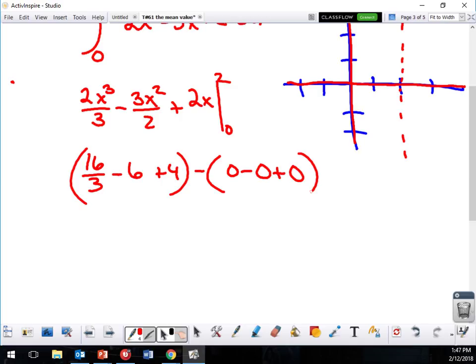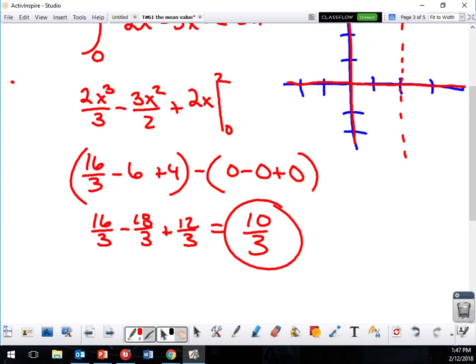All right, so given this, if I do my fractions right here, it's 16 over 3, and this is 18 over 3, and this one is going to be 12 over 3, and all that's going to be 0. So it's negative 2 over 3 plus 12 over 3, which is 10 over 3. Or if you're one of those people that like decimals, that would be 3.3333333. Okay. Make sense? All right, questions, concerns, complaints?